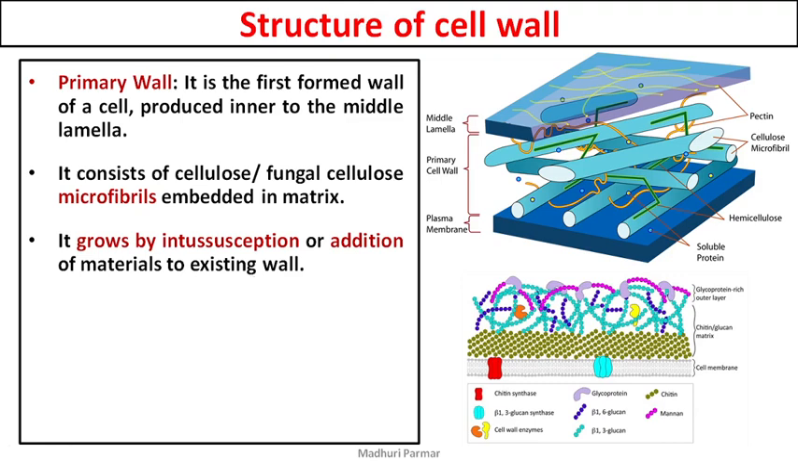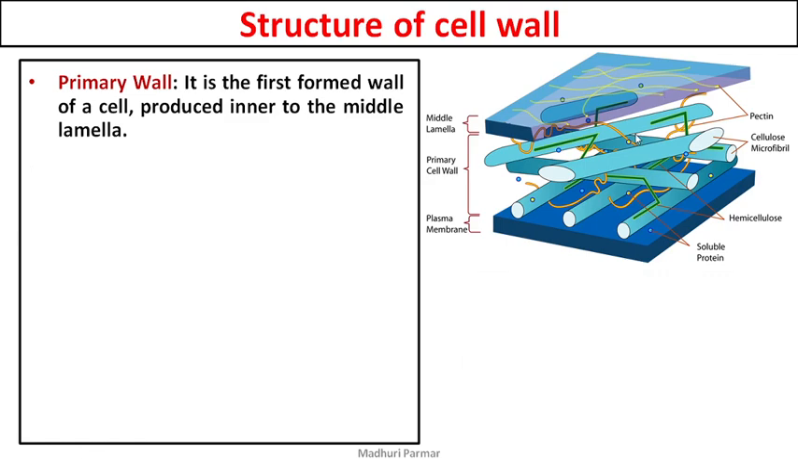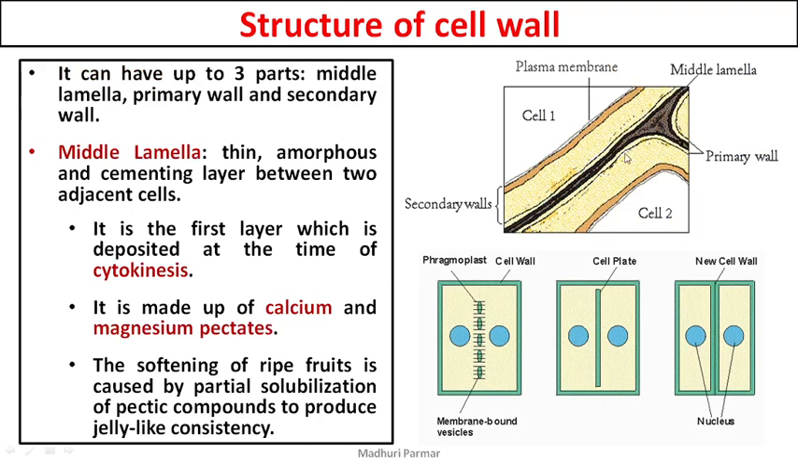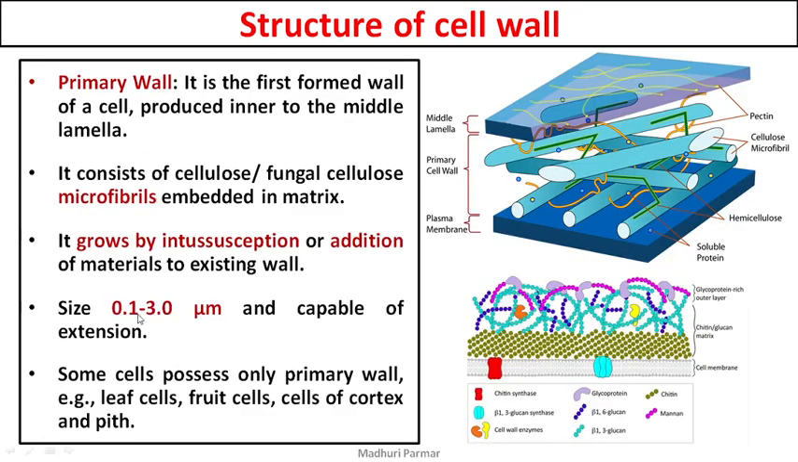Clear? Intussusception. Remember this word. It is a little difficult, but it will be fun. If you pronounce it 3-5 times, you will remember it. The size is very thin. Primary cell wall is very thin. Just remember this diagram. This is middle lamella. On the middle lamella, this small layer you see is the primary cell wall. It is very thin, about 0.1 to 3 micron in size. But it is capable of expansion. How will it expand? It will expand if you keep on adding the material to the existing wall.